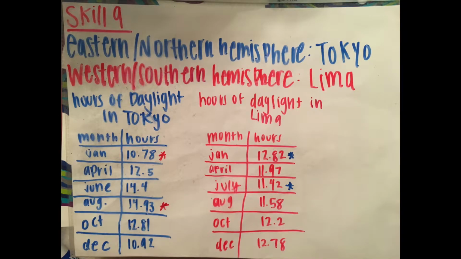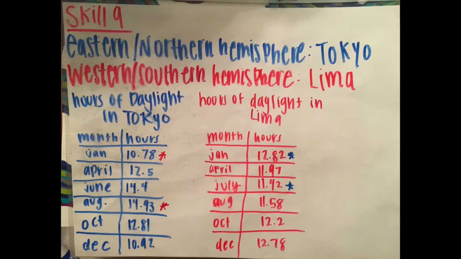Okay, so for my city in the Eastern and Northern Hemisphere, I picked Tokyo, and for my Western and Southern Hemisphere, I picked Lima. What I had to do was find the hours of daylight in Tokyo and Lima. To do that, I just went online and looked up those numbers. You can see the charts below, which represent just a couple of the months and the hours of daylight.